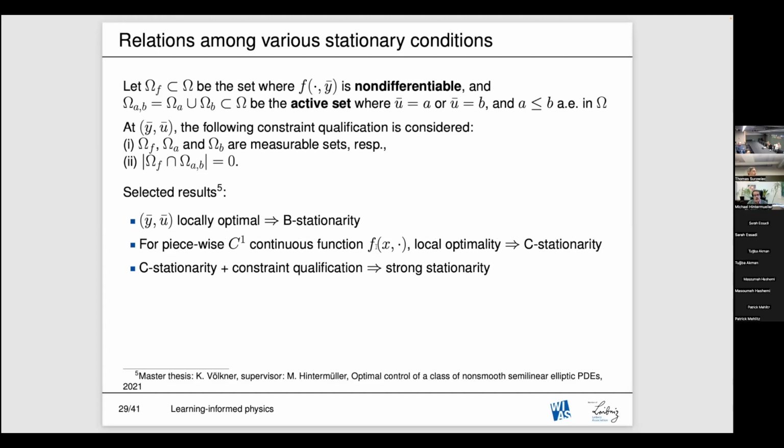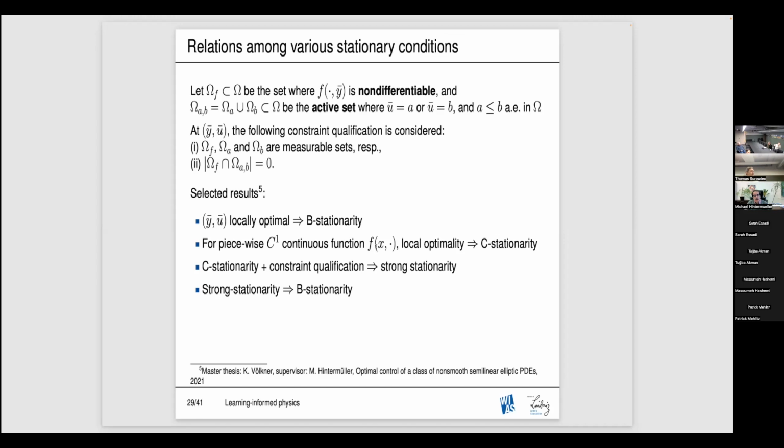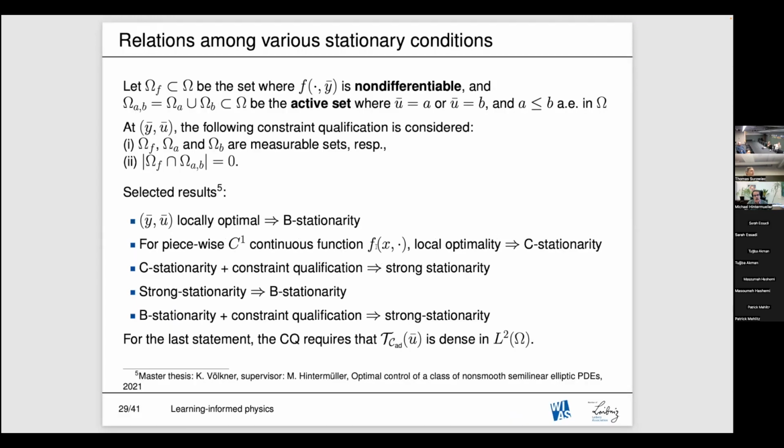If you have C-stationarity and the constraint qualification holding, then you can prove that you also get strong stationary points. Strong stationarity implies P-stationarity, and the other way around requires a constraint qualification, which is somewhat strong because it requires that the tangent cone of the admissible control set C_ad at the solution ū is dense in L2, which means in essence that the constraints are redundant on the control. But that's the collection of results which we have at hand.